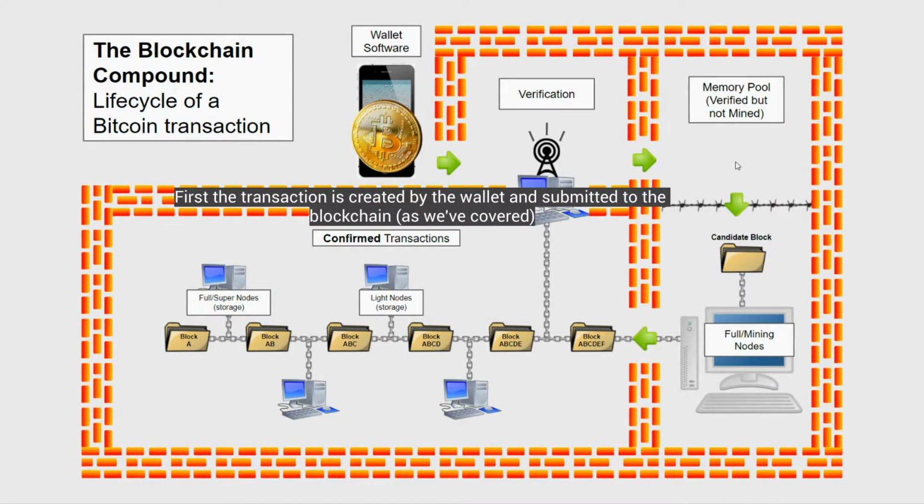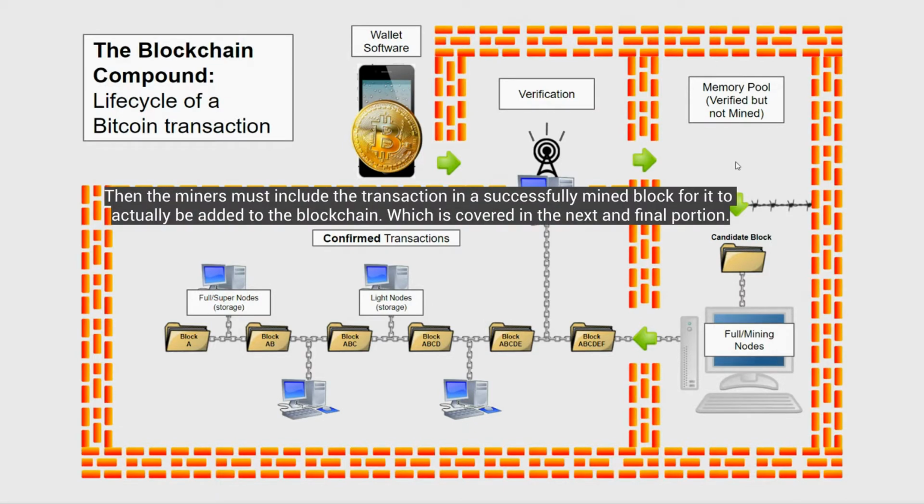First, the transaction is created by the wallet and submitted to the blockchain, as we've covered. Then the nodes verify the digital signature and the unspent outputs, as we've covered. Then the miners must include the transaction in a successfully mined block for it to actually be added to the blockchain, which will be covered in the next video.